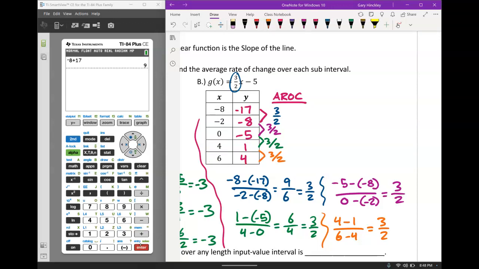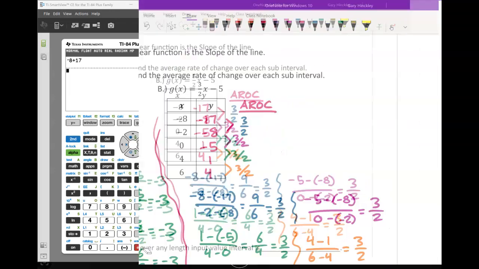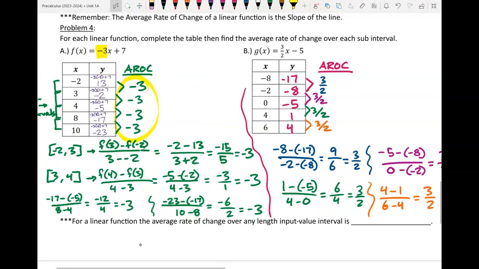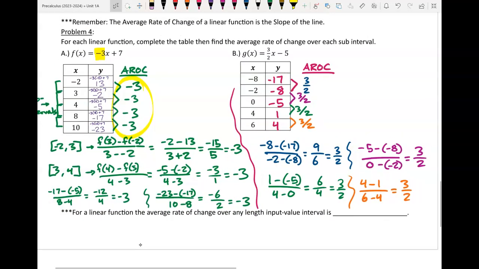And so when we're finding the average rate of change for linear functions over any subinterval, it should be the same, matching my slope of the function. So that actually answers our question down below. For a linear function, the average rate of change over any length input value interval is constant, or is the same.